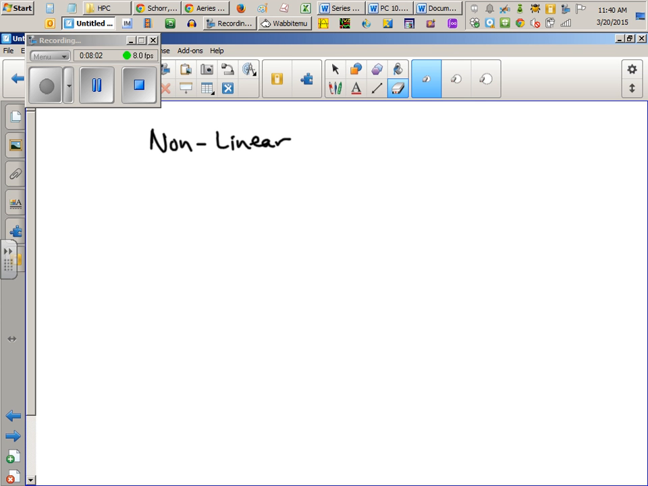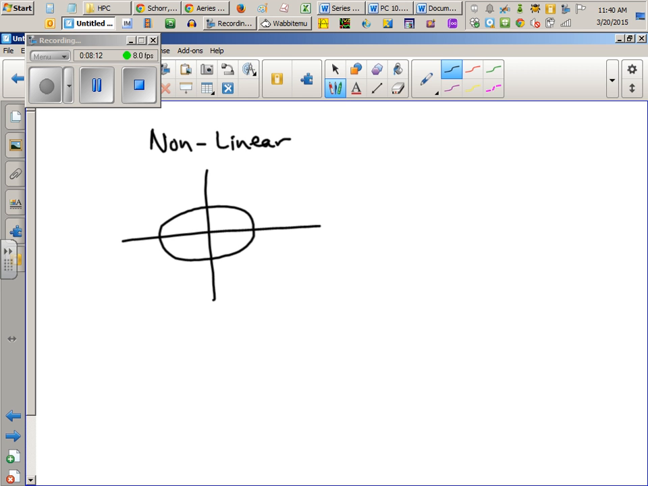Okay, so here is our objective. A nonlinear system basically would be a set of equations that represent, like, an ellipse and a parabola. These are nonlinear equations. Ellipse, parabola, not straight, right? What happens when you put one on top of the other?